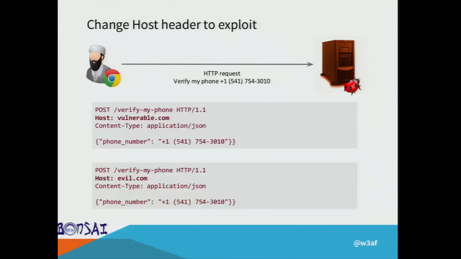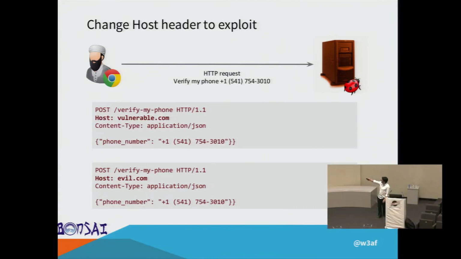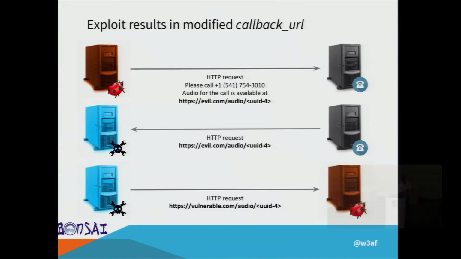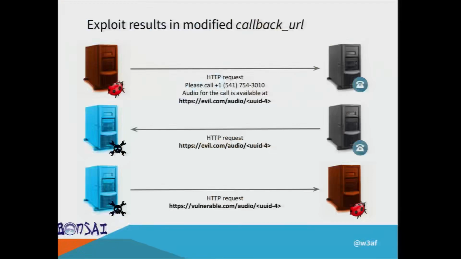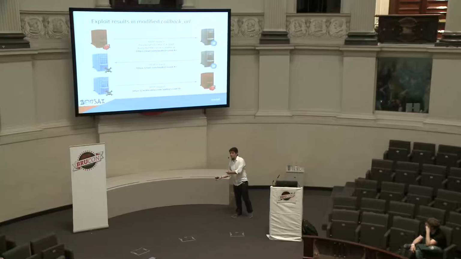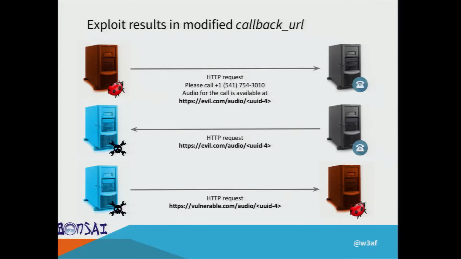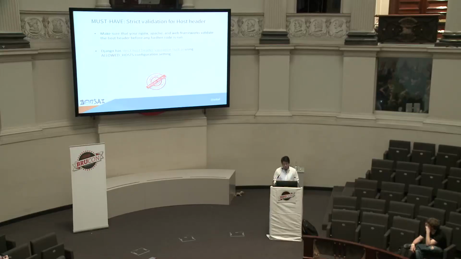We can exploit it by changing the original HTTP request to something that looks like this. So I changed the host to evil.com, and what happens next is that instead of Twilio going to the vulnerable web application to get the audio, it will go to my application, evil.com. From evil.com, I get this unique ID, I go to the vulnerable web application, get the audio, get the code, and then send it back to Twilio, and Twilio doesn't actually know what happened there.